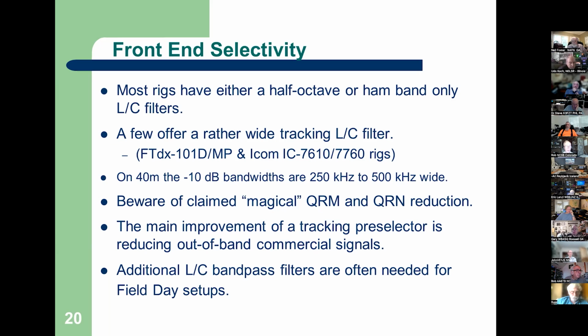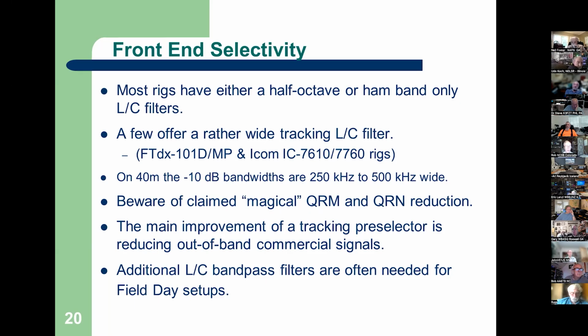On 40 meters, the minus 10 dB bandwidth. In other words, we're going to say how much are we down at whatever offset to be down 10 dB that would make an improvement if we're having some sort of an overload problem. Well, the FTDX 101D on 40 meters at minus 10 dB on that LC tracking filter is 250 kilohertz wide. The ICOM 7610, 500 kilohertz wide.